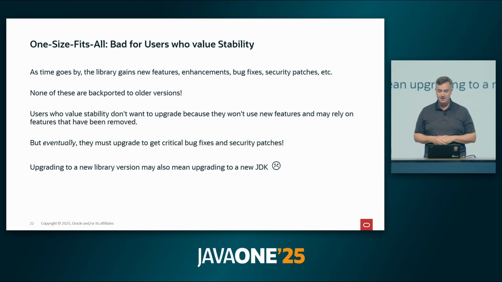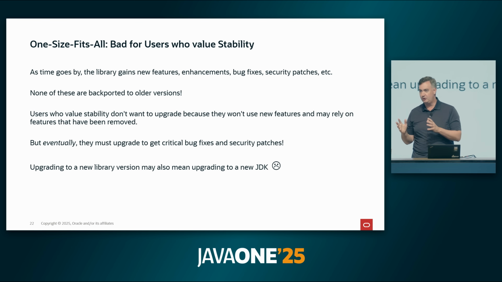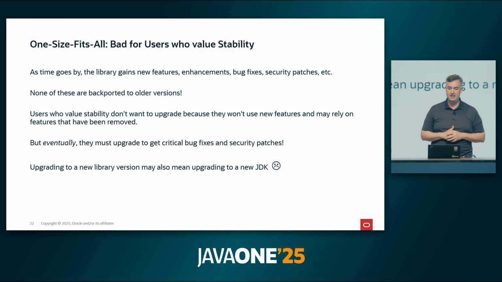At the same time, baselining on old JDKs to help users who value stability and cannot upgrade will eventually backfire. Because as time goes by, the library evolves, it gains new features, enhancements, bug fixes, etc. It's one size fits all. None of this is backported to anything. And users who value stability don't want to upgrade because they will not use the new features. And they may even rely on features that have been removed in version 5.